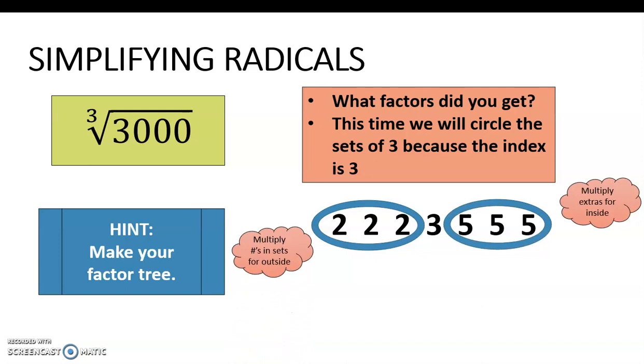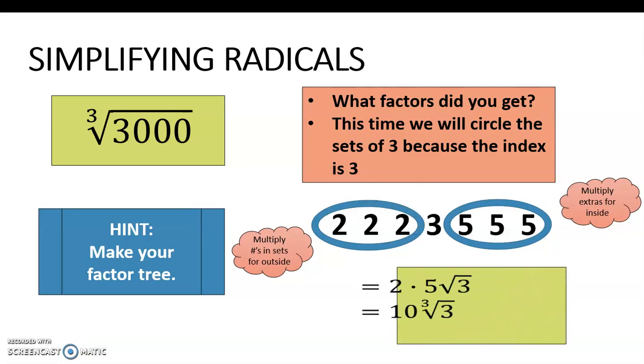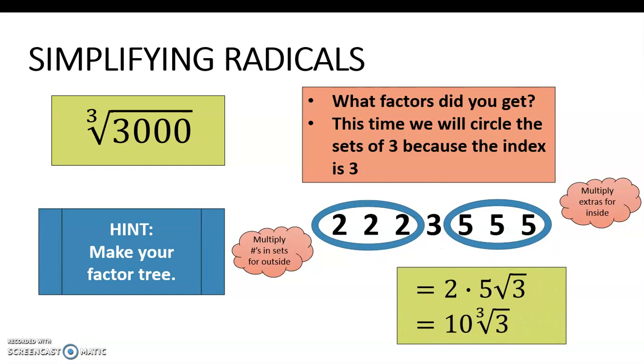multiply my numbers in the set for the outside. So I'm looking at this and I know that my outside is going to be a 2 and a 5. I'm left with the extra 3. So the 2 times 5 on the outside gives me the 10. 3's left on the inside, and don't forget we were cubing, so you notice that I left the cube. So the cube root of 3,000 is 10 times the cube root of 3.